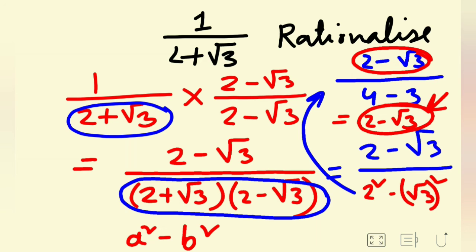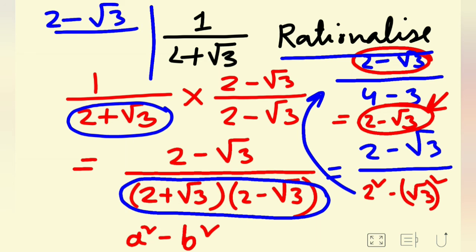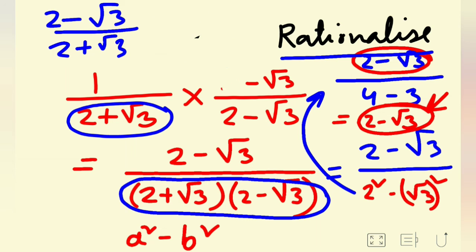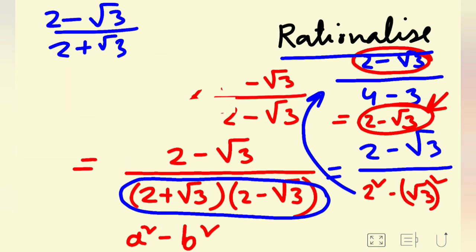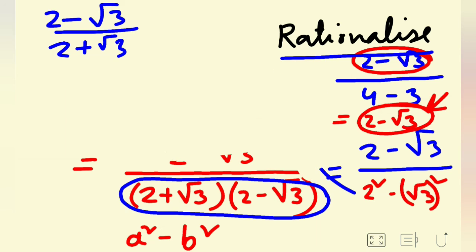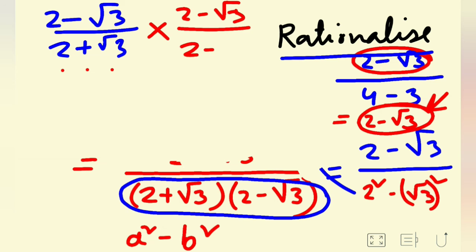Now, if you have to rationalize a number like 2 minus root over 3 by 2 plus root over 3, how can you rationalize it? You have to play a trick. What trick? I have told you that you have to take this 2 plus root over 3, which is a plus b, and make it a minus b. That means 2 minus root over 3 at the upper portion, and at the lower portion it is 2 minus root over 3.